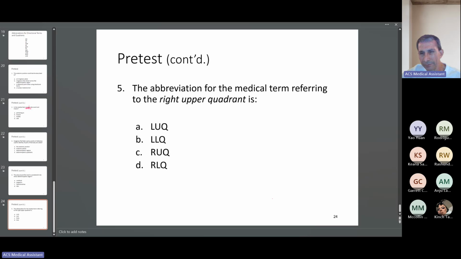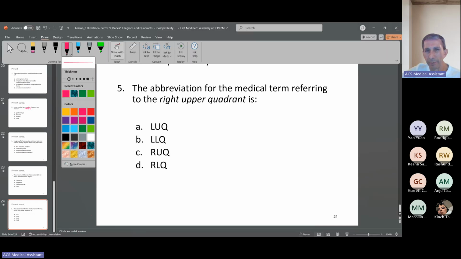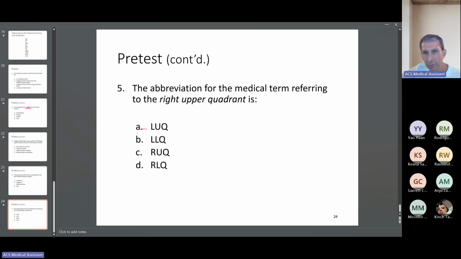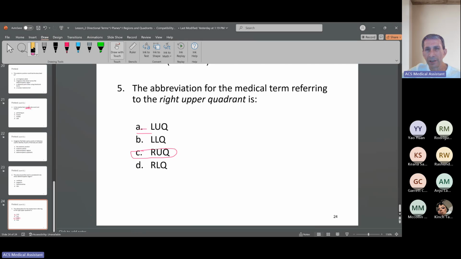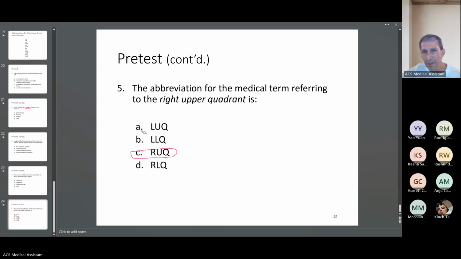Right upper quadrant. If you selected letter C, that is the correct one. Remember, right upper quadrant. That's the one that you need to answer correctly. The other ones are left upper quadrant, left lower quadrant, and right lower quadrant. So the only one, right.